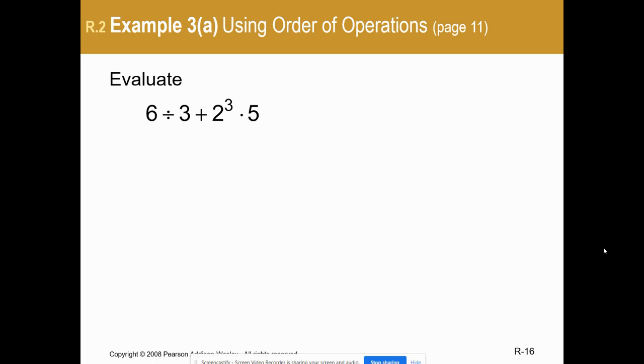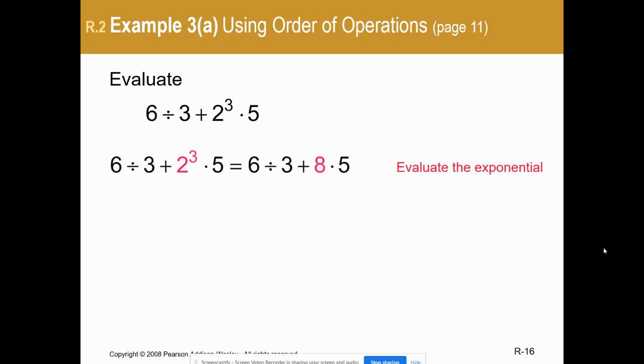Now, order of operations: remember we do parentheses first, followed by exponents. Then in order from left to right, multiplication and division. And then in order from left to right, addition and subtraction. So the first thing we're going to do is take 2 to the third power. That's an 8. So we have 6 divided by 3 plus 8 times 5. We don't have any parentheses or exponents, so now we work from left to right looking for division or multiplication signs. So we take 6 divided by 3, then we take 8 times 5, and now finally we can add.